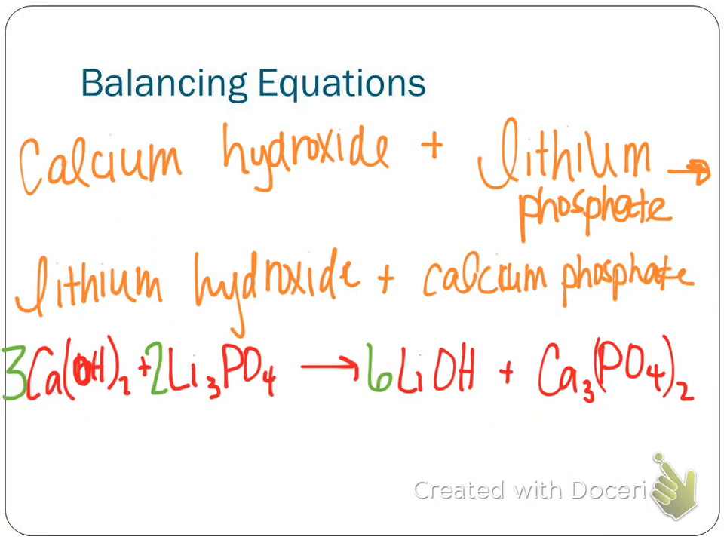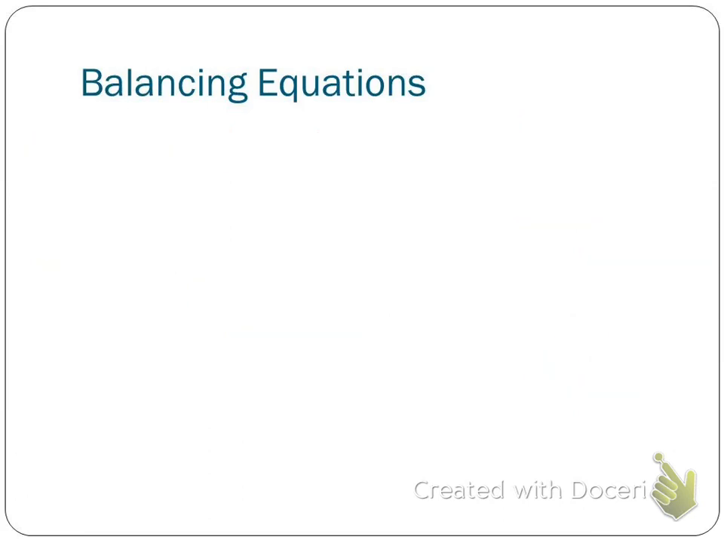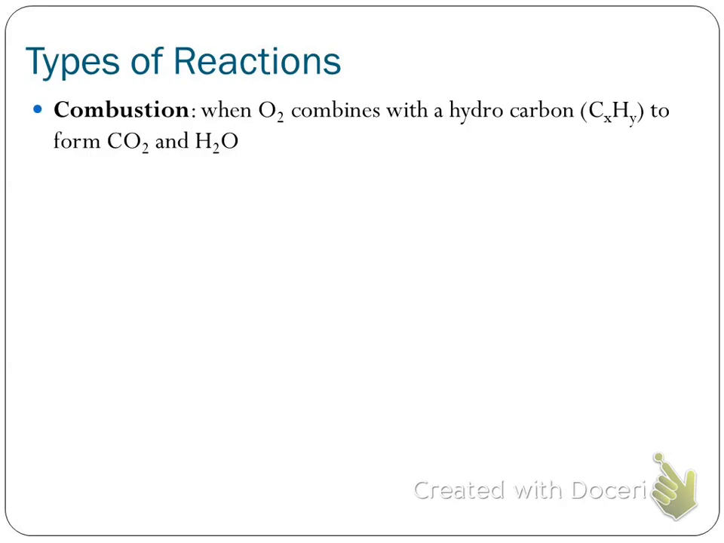Section of notes today is going to be about types of chemical reactions and types of chemical equations. Okay, so the first type of reaction we're going to talk about, we're going to look at 4 specific types of reactions, the first of which is called a combustion reaction.